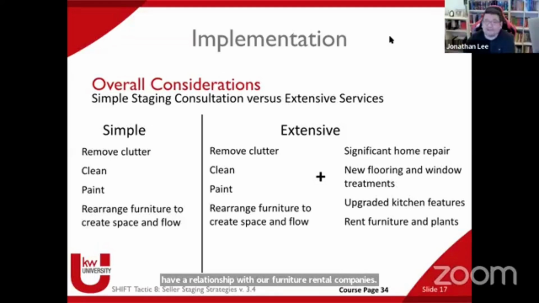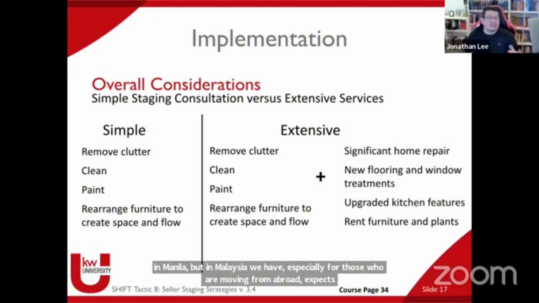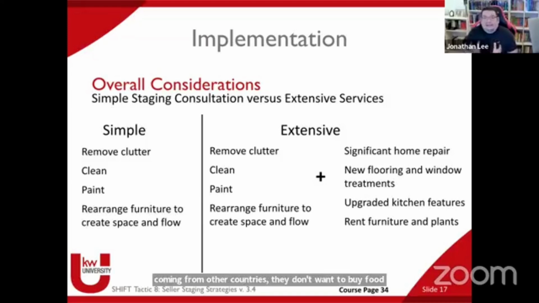I'm not sure whether you have furniture rental companies in Manila, but in Malaysia we have, especially for those who are moving from abroad, expats coming from other countries. They don't want to buy furniture, they rent. So create that kind of environment, right? Atmosphere where people feel good about the house, the property, right? So simple and extensive, you decide.